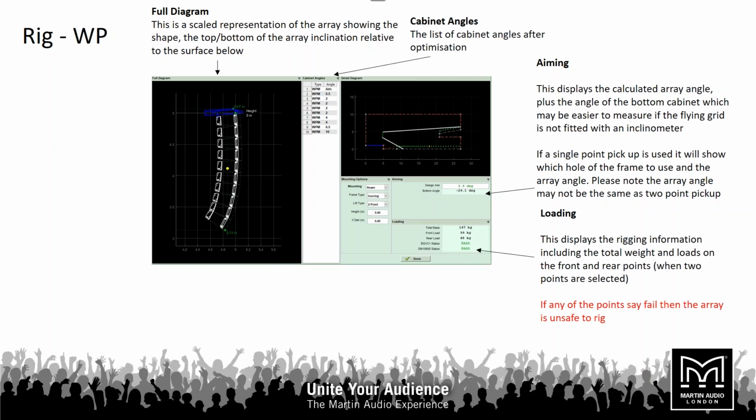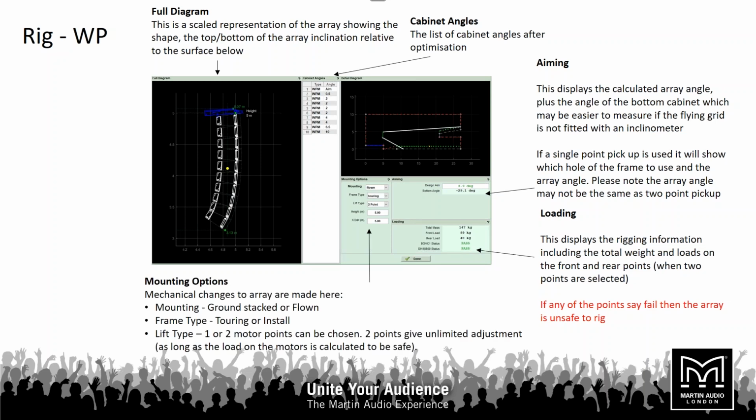And then we have loading down the bottom. This displays the rigging information, including the total weight and loads on the front and rear points when 2 points are selected. If any of the points say fail, then the array is very unsafe to rig. And the mounting options in the middle there. So we can mechanically change the array here, whether we want to ground stack or fly it, whether we have a touring or install frame, or whether we're using a 1-point lift or a 2-point lift. 2 points obviously gives us unlimited adjustment, as long as the load on the motors is calculated to be safe.